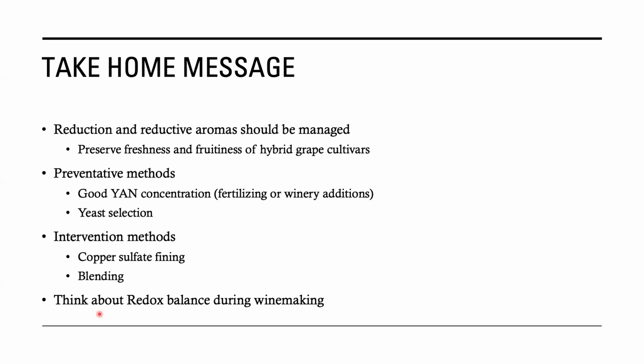There are intervention methods. So I talked about copper sulfate fining and blending, both things that you can use to help some of these wines. And then think about redox balance during winemaking. If I do this, am I introducing oxygen? Am I removing oxygen? And do you think that's a good idea or not? I think the first thing is to actually think about it, and then we'll just, again, be more thoughtful winemakers about whether all the practices we're doing are a good idea or not.